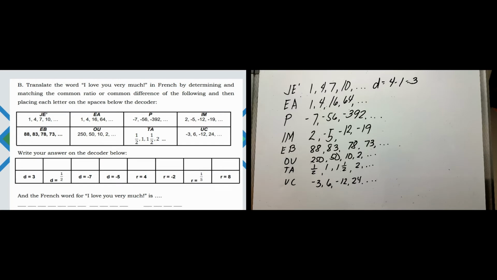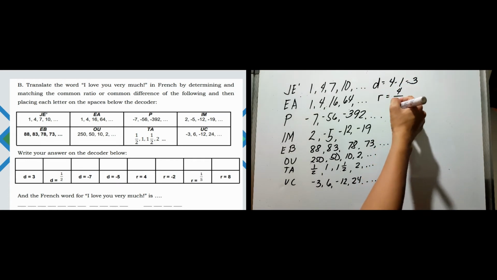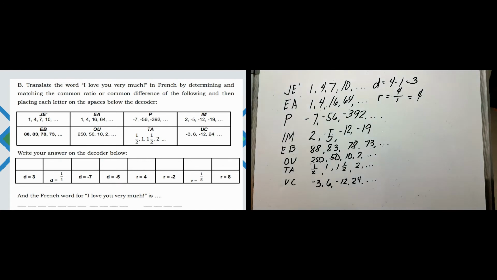So you will write this code on the first box. And then the other one we have 1, 4, 16, and 64. So this is a geometric sequence, so we're going to get the common ratio, that is 4 divided by 1, which is 4. And then the code EA will be placed on the 5th box, which is common ratio equal to 4. So that's how it goes.